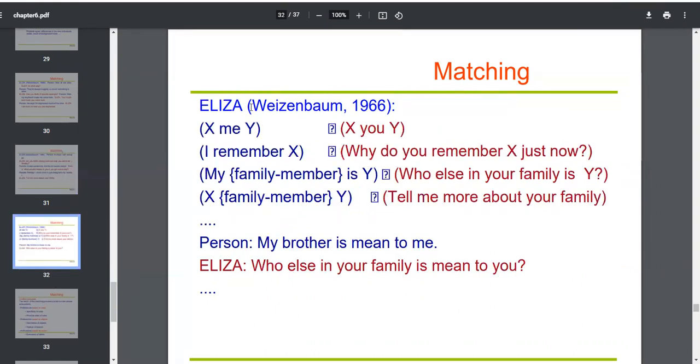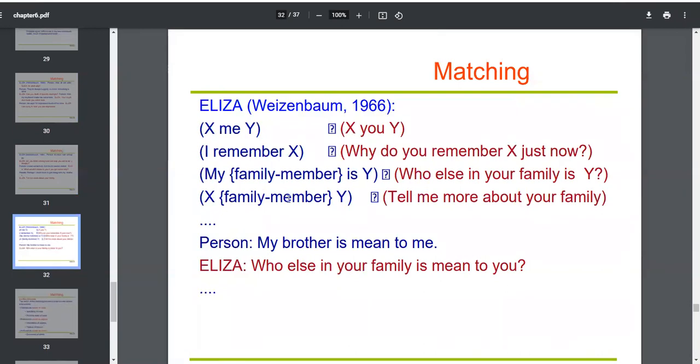So Eliza has this kind of rule structure for how it matches different keywords. If it is like X, me, Y, then me will be converted to you and it will have X, you, Y. I remember X has the response: why do you remember X just now? X will be replaced simply by whatever is used here. My family member is Y. For example, my brother is John. Then the question will be: who else in your family is John?